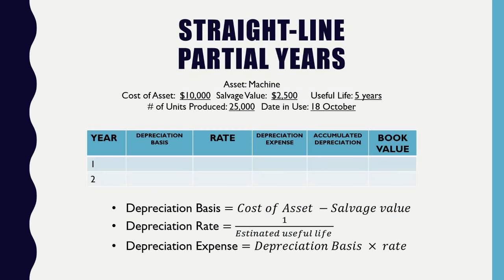So let's take a look here. Let's solve. What is my depreciation basis, rate, and expense? Should be 10,000 minus 2,500, so 7,500 for the depreciation basis. What about the rate?